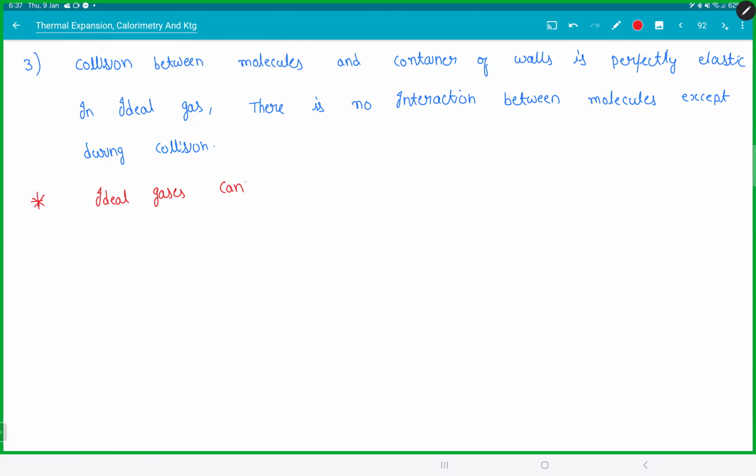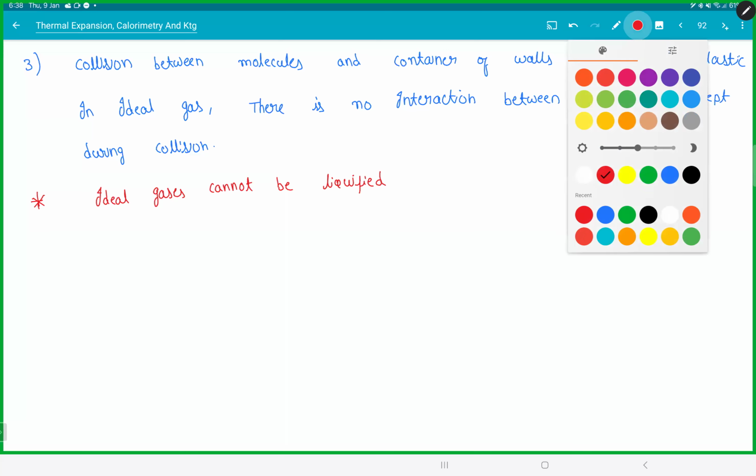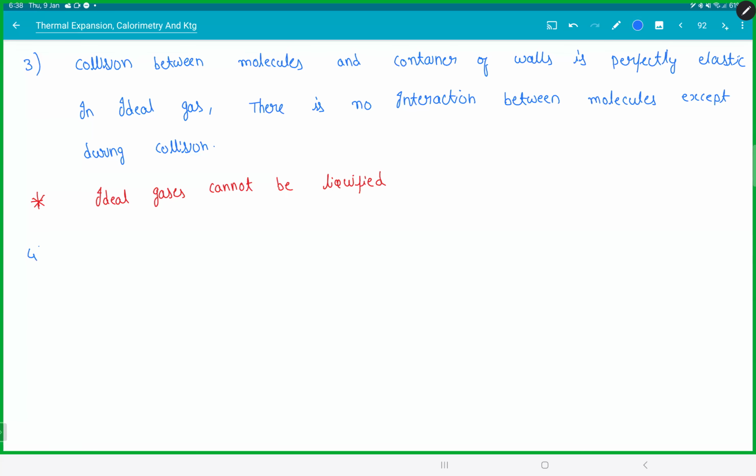So how do you make something into a liquid? You make the molecules get closer, the interactions become stronger, and they form a closer bond, forming liquid. Now, if there is no interaction between the molecules, no matter what you do, you cannot liquefy them. Ideal gases cannot be liquefied. So that is a consequence of the third point. If you don't interact, you can't become a liquid.